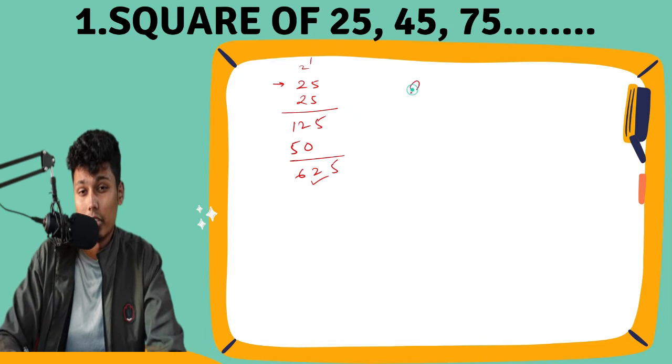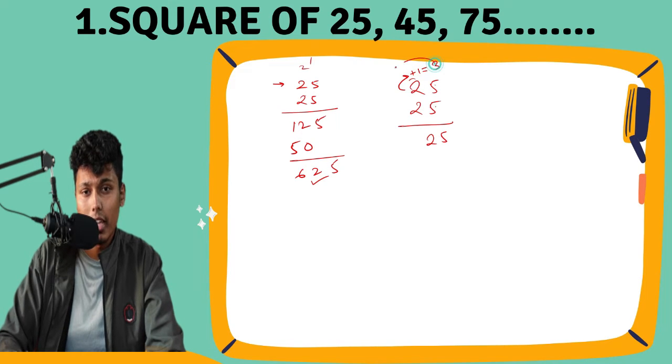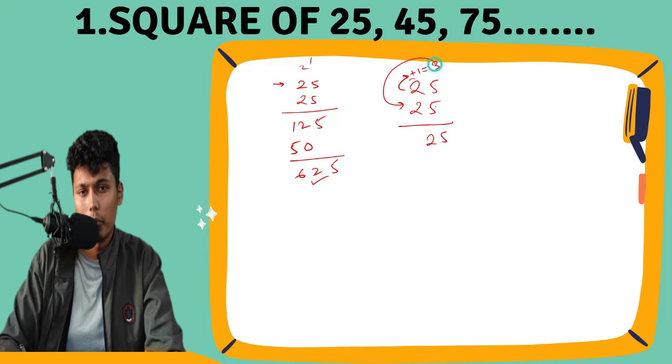Now let us use some tricks here. So what is the trick? You multiply 5 fives, 25. Very good. Now this upper 2, you make plus 1. If you do plus 1 to this 2, it will become 3. 3 into 2, 3 multiplied by 2, 3 twos are 6. I hope you understood.